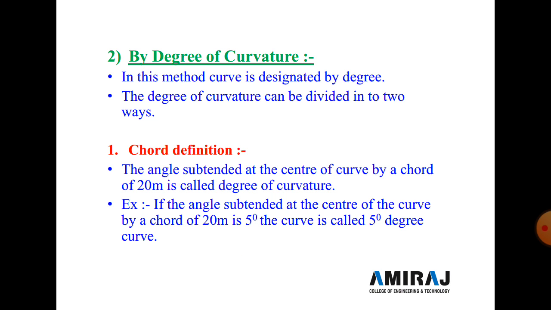Next is by degree of curvature. In this method the curve is designated by the degree. The degree of curvature can be defined in two ways: the chord definition and the arc definition. In the chord definition, the angle subtended at the center of the curve by a chord of 20 meter is called the degree of curvature. For example, if the angle subtended at the center by a chord of 20 meter is 5 degree, the curve is called a 5-degree curve.